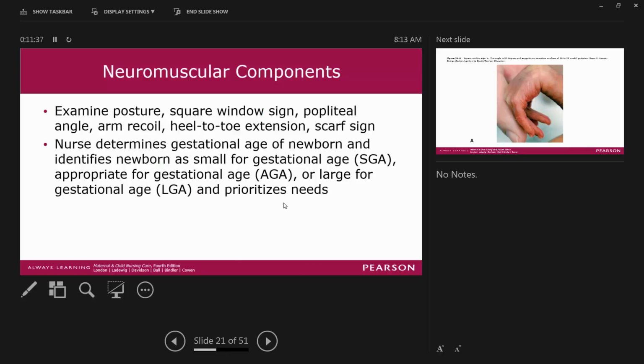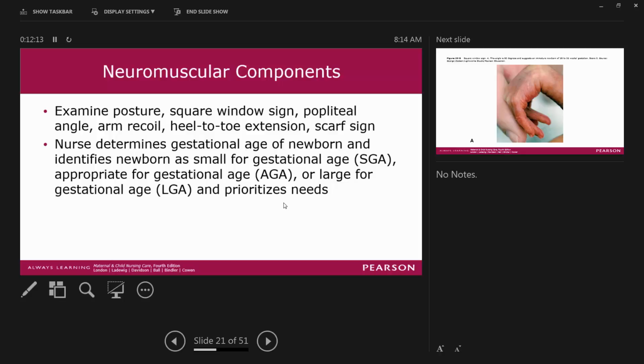So the popliteal angle is, where's the popliteal? Behind the knee. Okay? So what we're doing is we are laying the baby on their back. We're taking their legs and we're trying to see how far we can straighten their legs up onto their belly. So we've got their legs up on their belly, their thighs kind of up on their belly, and we're seeing how far we can straighten their knee.